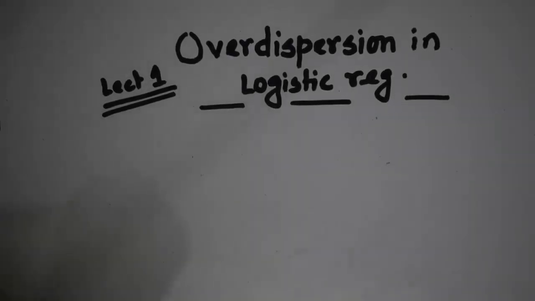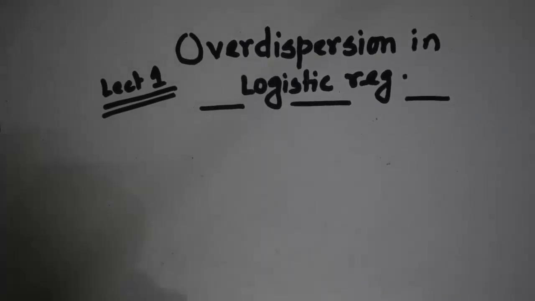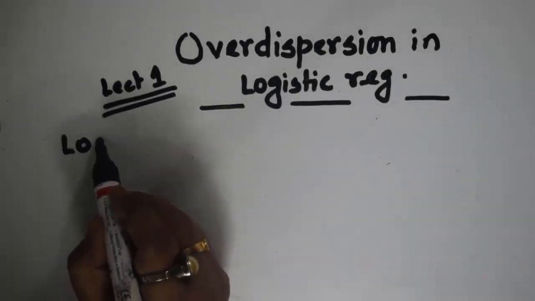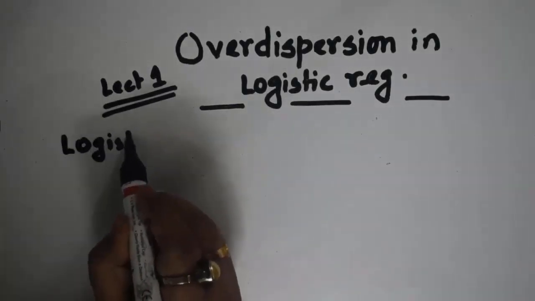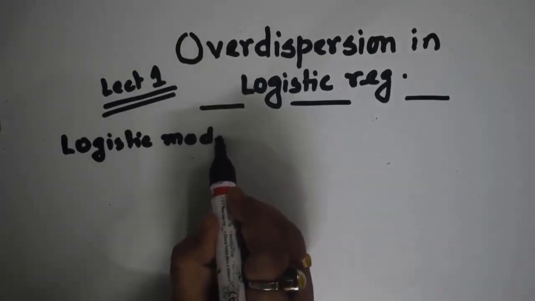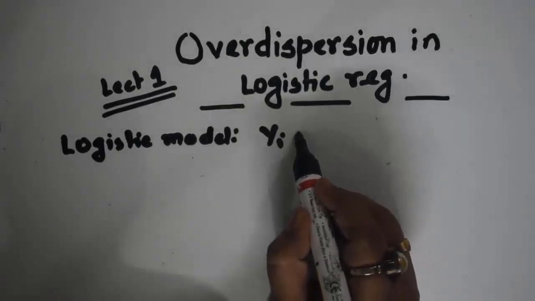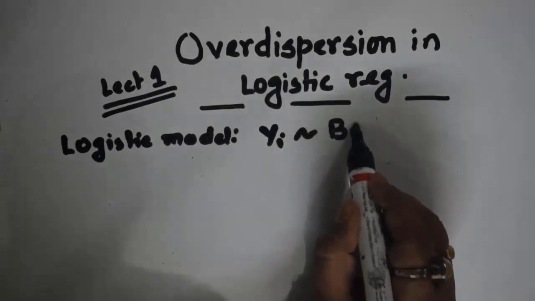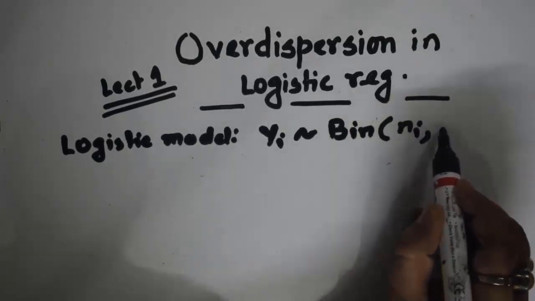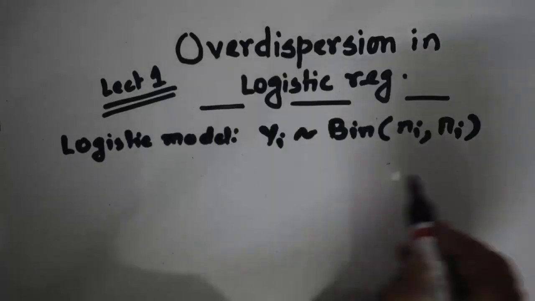Today I am going to discuss overdispersion in logistic regression. Logistic model: yi follow binomial ni pi i independently.